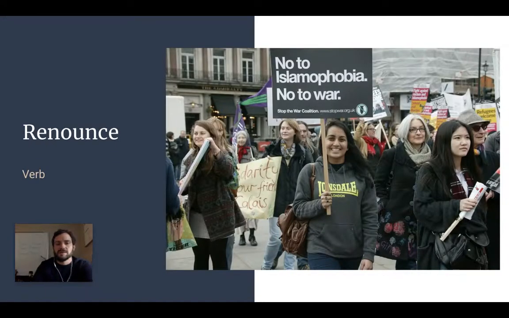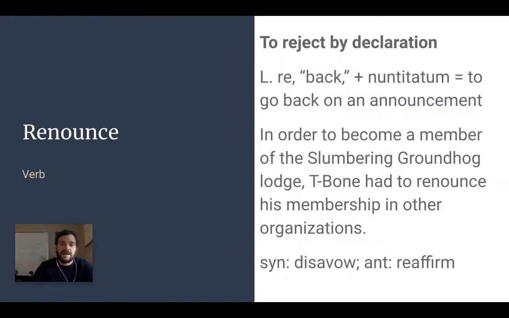Next word, renounce. The young lady on the right is actually renouncing Islamophobia, and she's also renouncing war. To renounce means to reject by a declaration. In order to become a member of the Slumbering Groundhog Lodge, T-Bone had to renounce his membership in other organizations, meaning he had to say, nope, I'm not a part of those. I am a part of this other one.